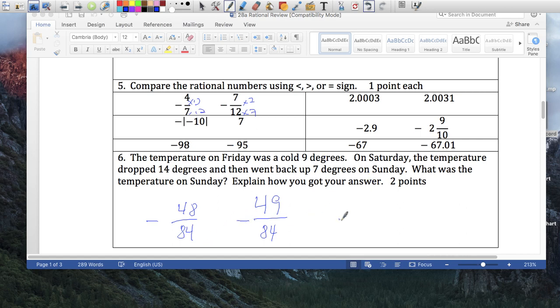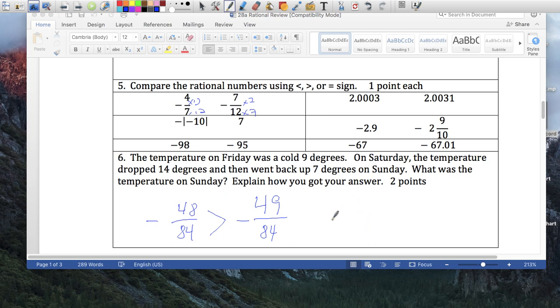So now, if that still doesn't help you, with negative numbers, what you do know is the bigger the number, the smaller its value, right? So if you knew that, you can definitely know that negative 48 over 84 is greater than negative 49 over 84.